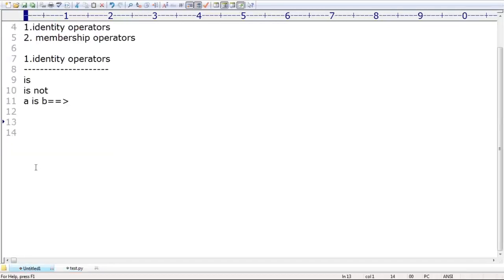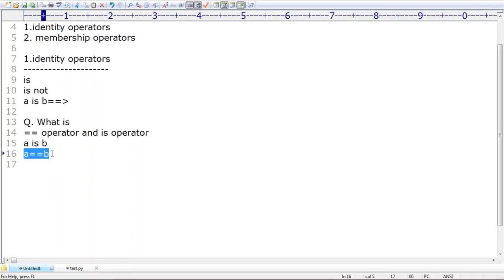What is the difference between the double equal operator and the is operator, right? Sir, A is B, next A double equal to B. Can you please tell what is the difference between these two? Sir, A is B is meant for reference comparison, address comparison, but the second one is meant for content comparison.